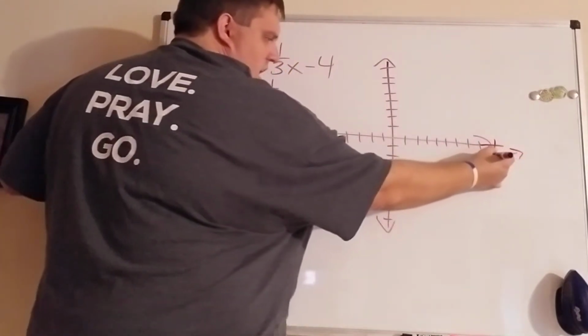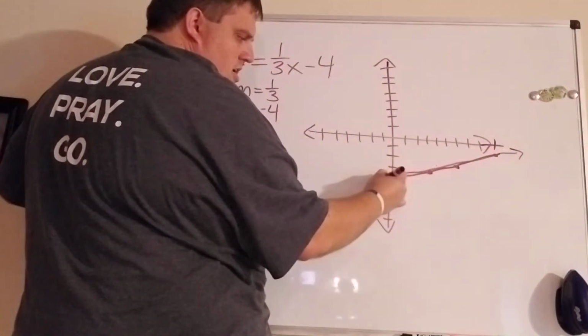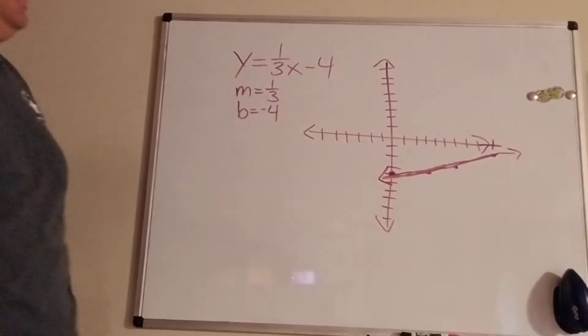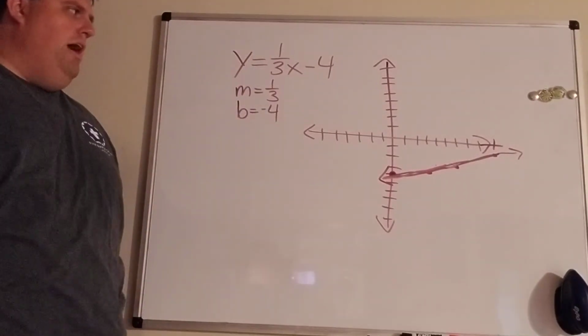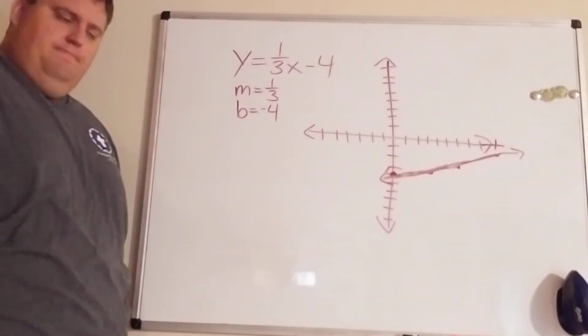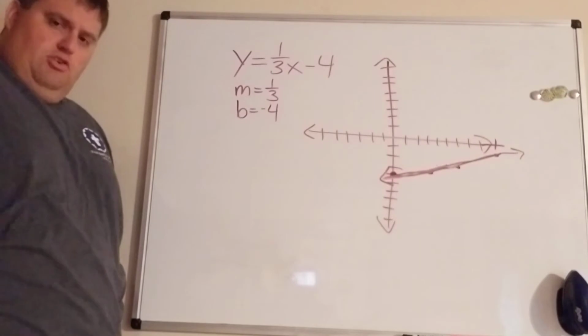After you have a couple points, draw as straight a line as you can. And that is the line y = 1/3 x - 4. That's all you got to do. Not too shabby, right?